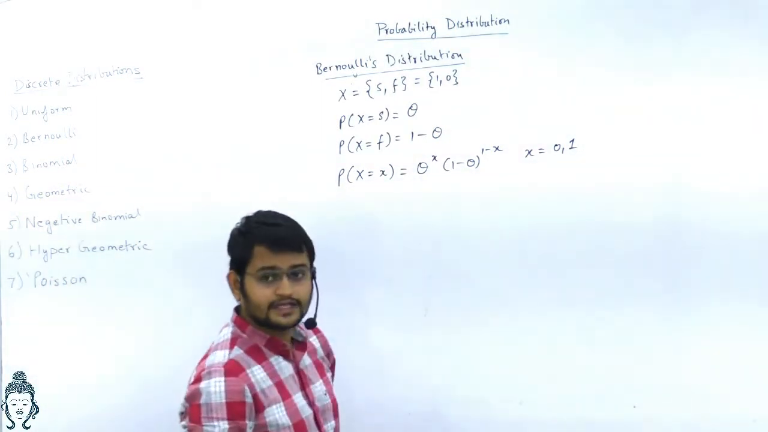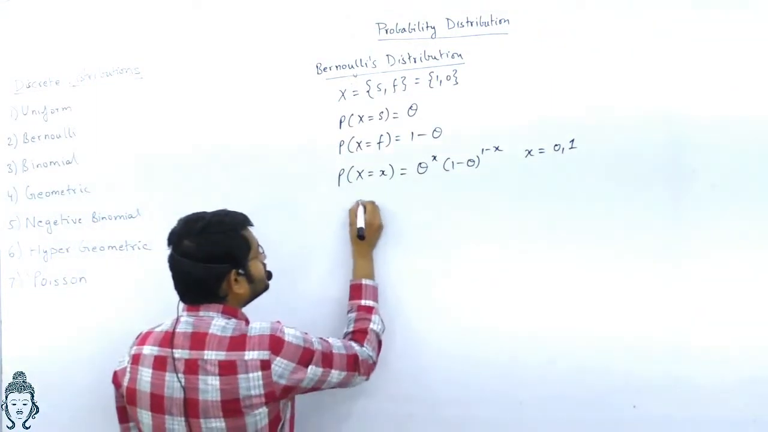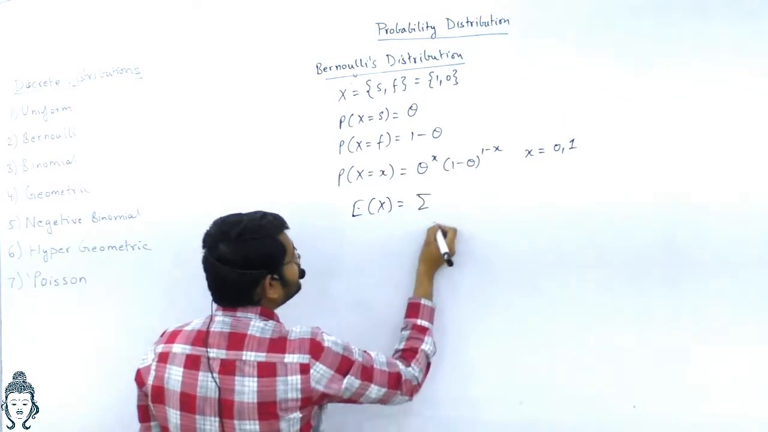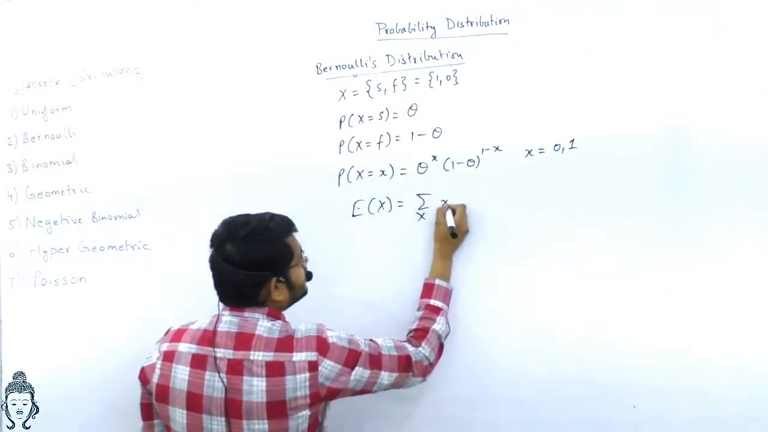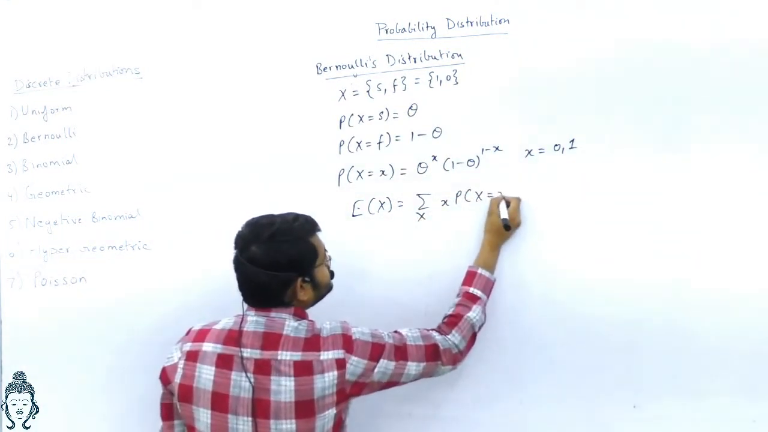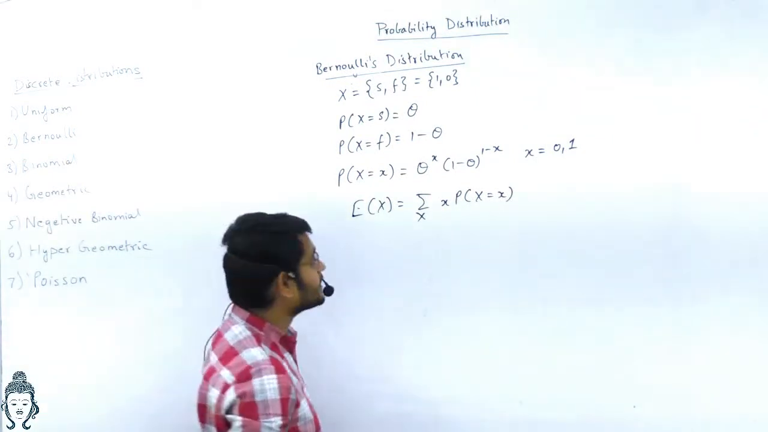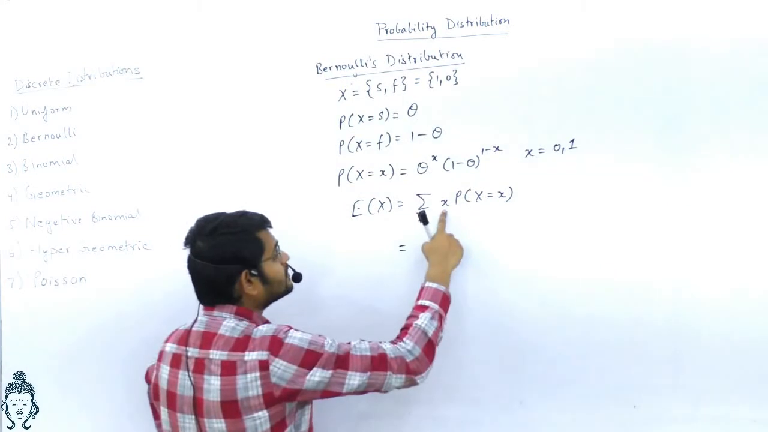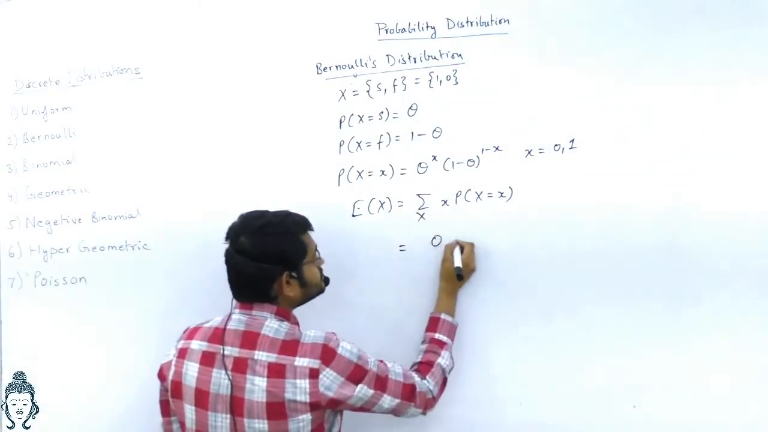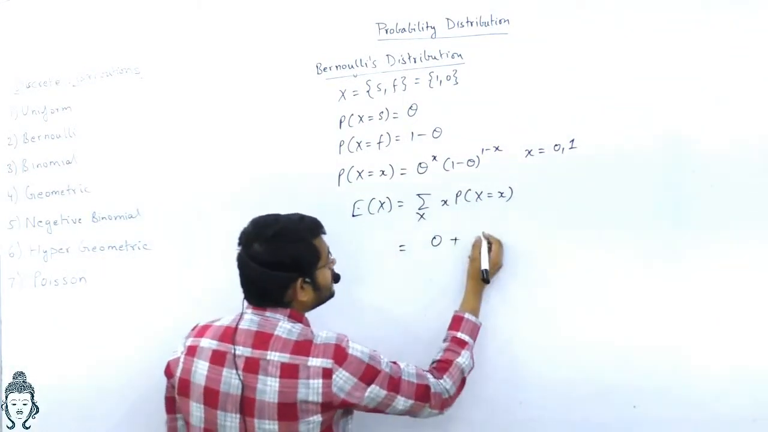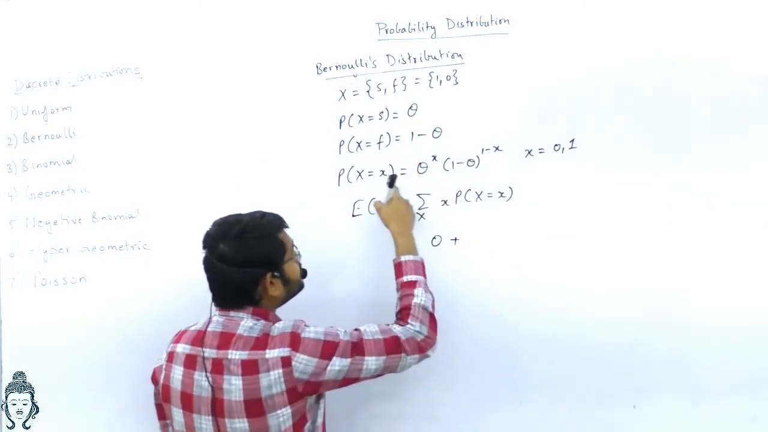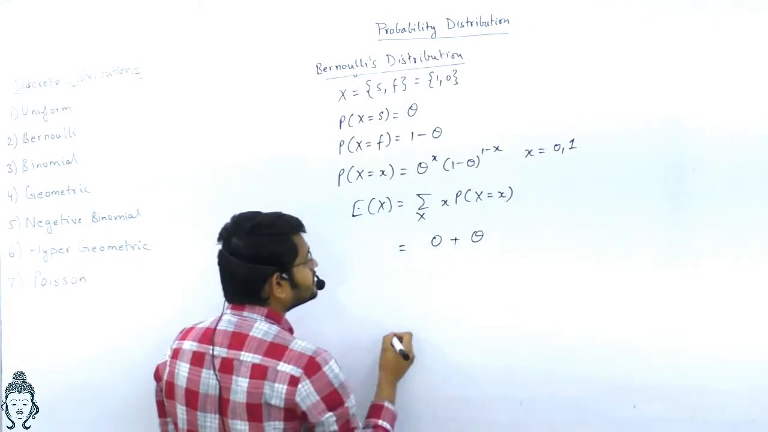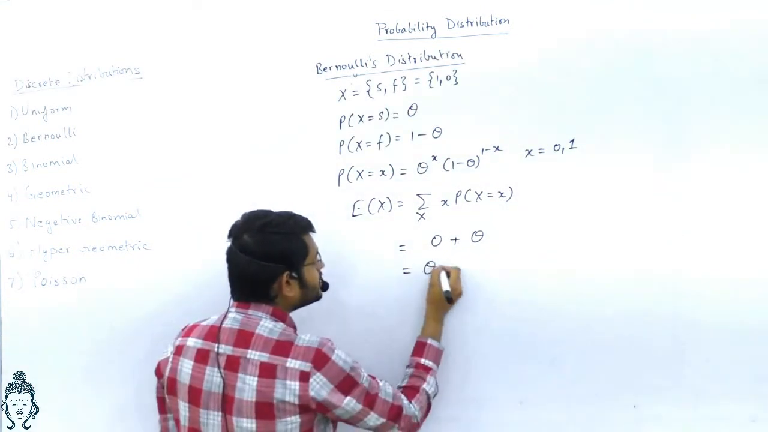Now let's find the expected value. So expected value of x is going to be summation for all values of x into probability x is equal to this particular value x. Now for x is equal to 0, the whole term is going to be 0. And for x is equal to 1, we'll get probability as theta. So 1 into theta, just theta. And that is nothing but theta.